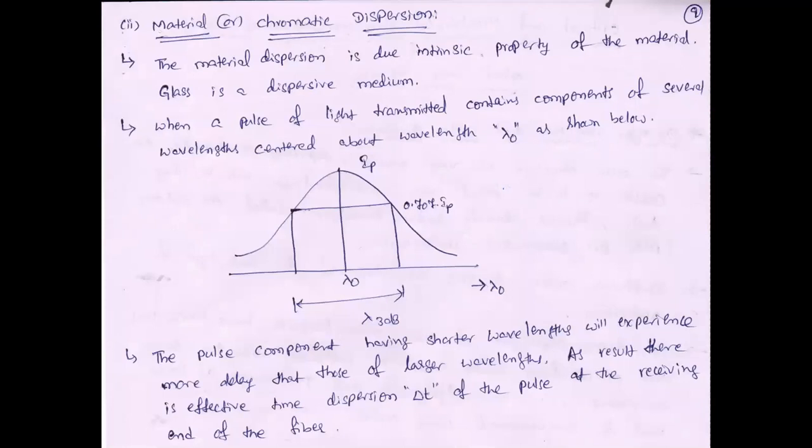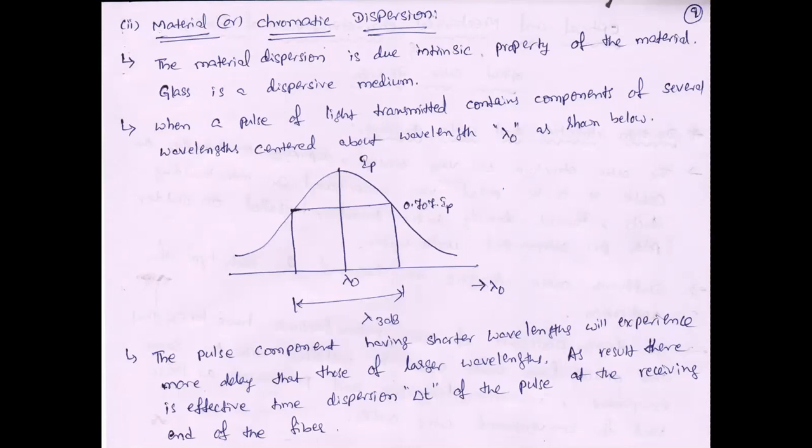Next, the second type is material or chromatic dispersion. The name itself shows material dispersion. Is there any manufacturing problem? At the time of manufacturing optical fiber cables, we get material or chromatic dispersion. When a pulse of light is transmitted through the optical fiber cable, we get different wavelengths and different refractive indices in this cable due to manufacturing problems. We get a signal centered about lambda naught wavelength, and at the remaining ends the wavelength decreases.